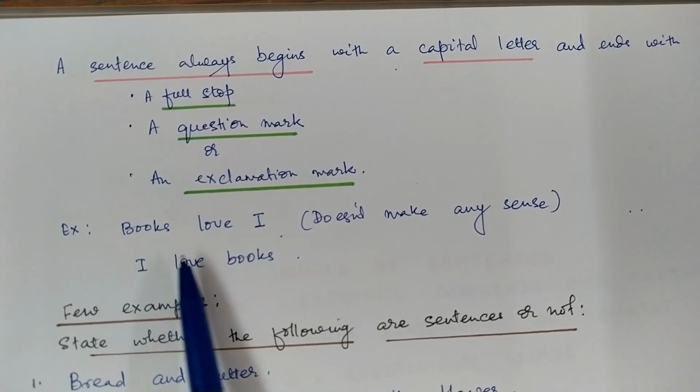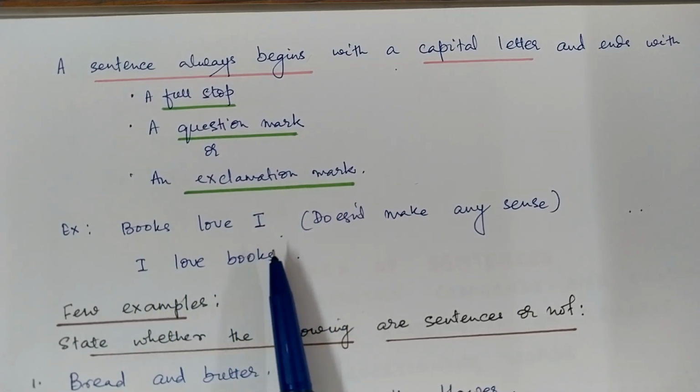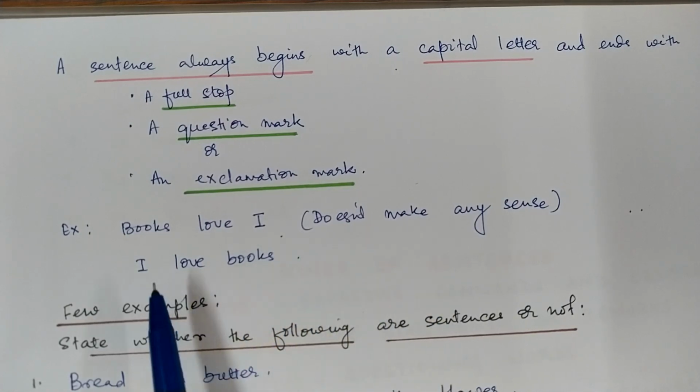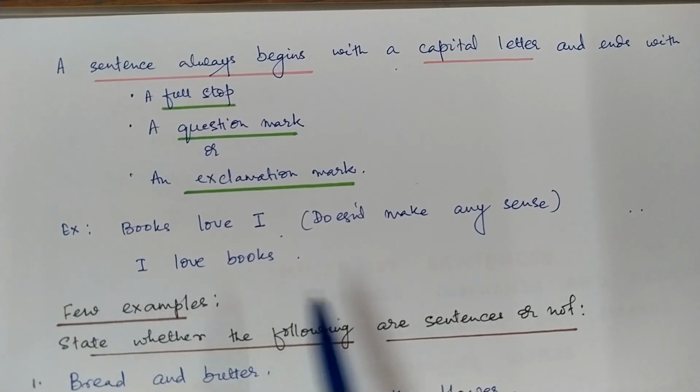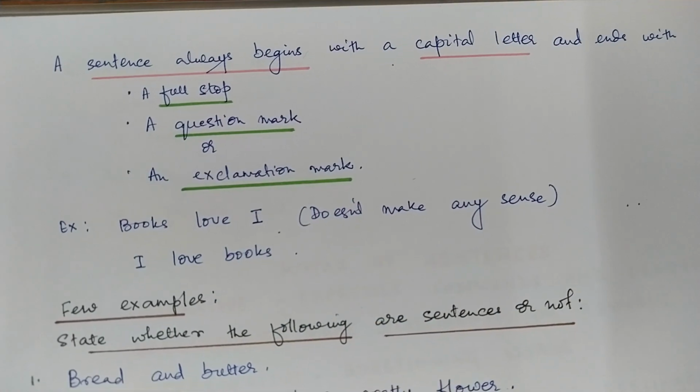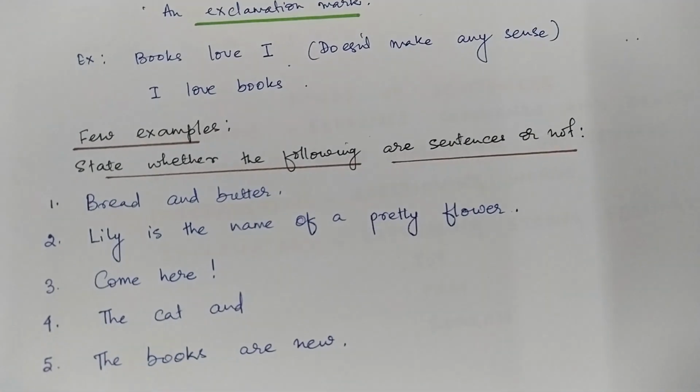Examples: books love I. Does this make any sense? This sentence doesn't make any sense. But the sentence, I love books. I am the subject and I love books. This is making some sense. Now, a few more examples, children, to make you understand clearly whether a few statements are sentences or not.